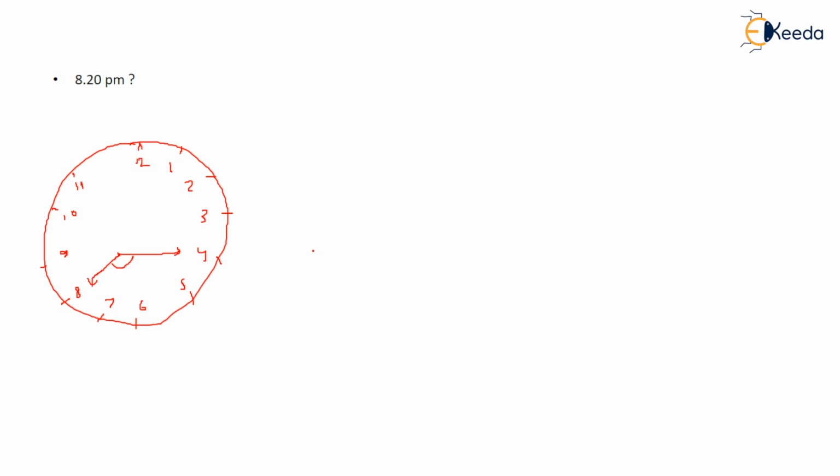Okay, so at 8 the hour hand should be exactly on 8, but because of this 20 minutes ahead, it has already traveled some distance, and in which direction will it travel? In this direction, right? So this needs to be how much? 30 plus 30 plus 30 plus 30. Actually it needs to be 120 degrees. 30 plus 30 is 60, 60 plus 30 is 90, 90 plus 30 is 120 degrees.